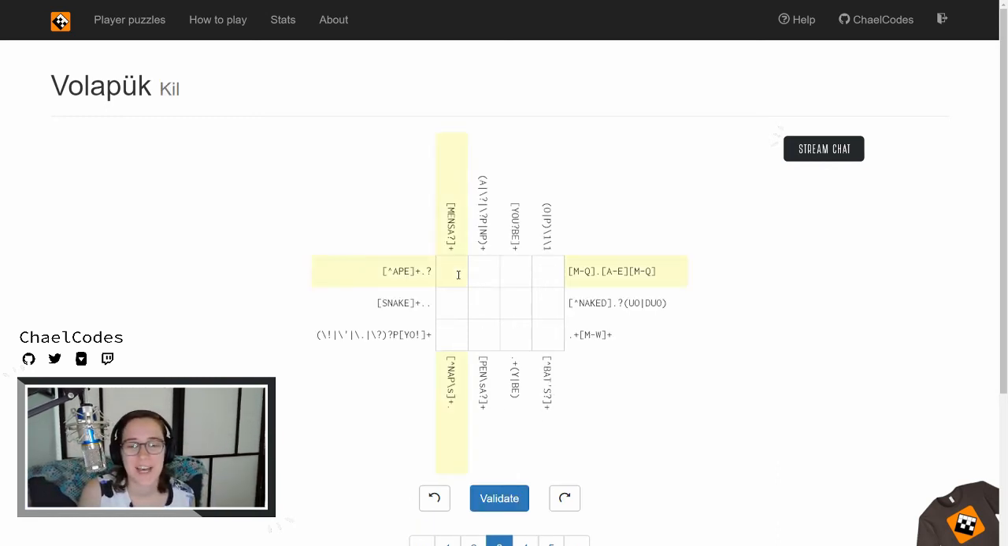Let's see. So our top regex pattern here is M-E-N-S-A question mark. I mentioned this before: if you're inside the square brackets, then that question mark is just a question mark. It doesn't modify the A that comes before it, because you're establishing a character set. If I look at my left regex pattern, I have not the letters A, P, or E, from "ape." That up arrow means not. Square bracket defines a character set.